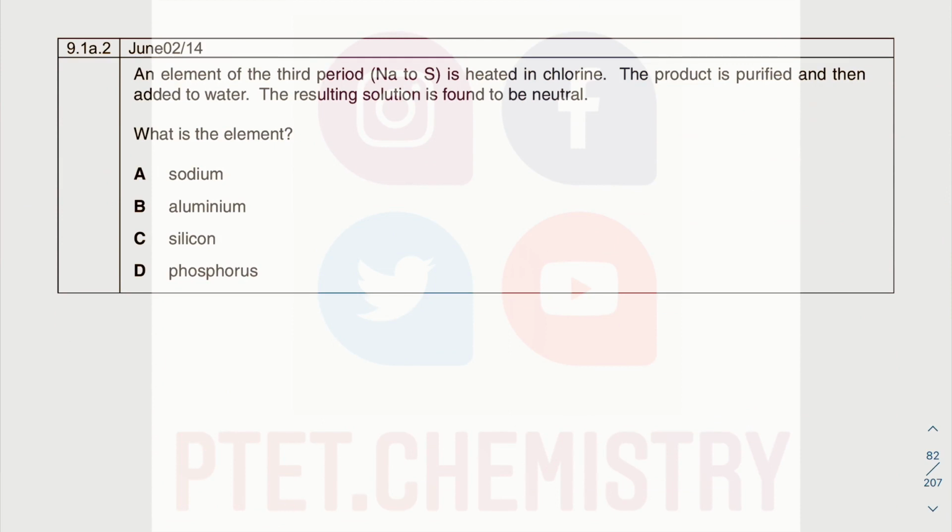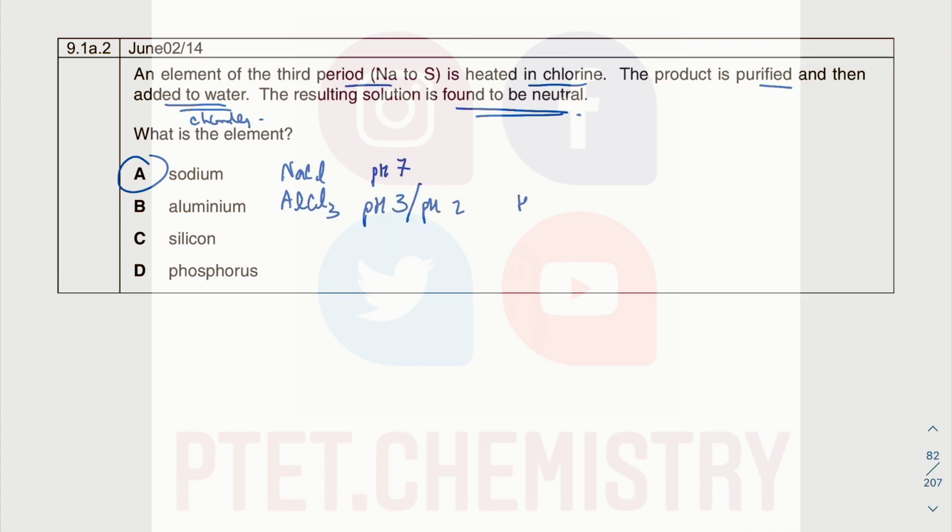So next bit is about the chlorides of period 3 elements, your case study. You purify the chloride, then you add the chloride to water. You found it to be neutral. It's got to be sodium. Only sodium chloride gives you pH 7. AlCl3 will get hydrolyzed and you get pH 3 or pH 2. It will give you HCl in solution.